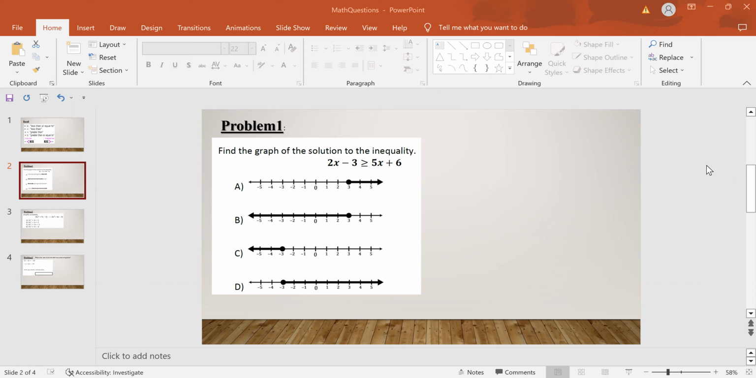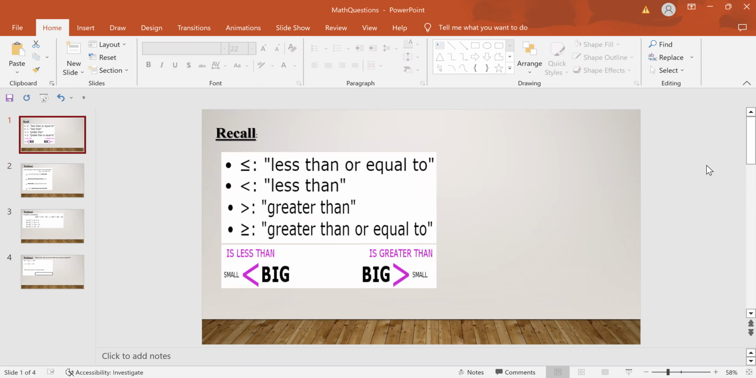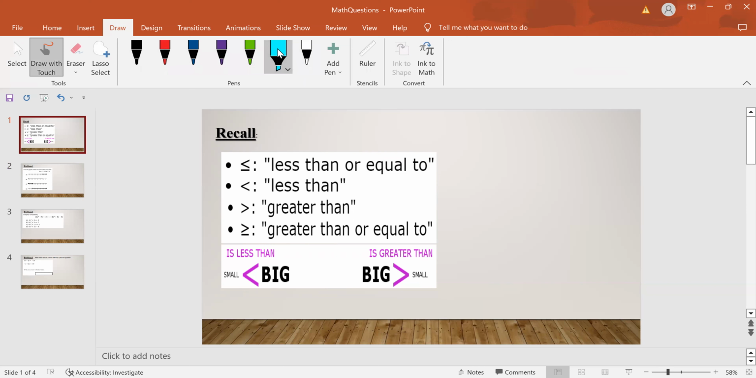A quick review. For inequalities, we have four different symbols. The first one is less than or equal to. The second one is less than. The third one is greater than, and the last one is greater than or equal to.